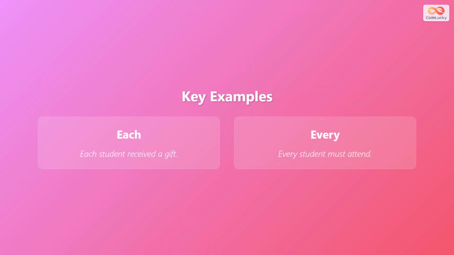Each student received a gift means every single student got their own gift separately. Every student must attend means all students together have this requirement. Each shows individual action. Every shows group requirement.